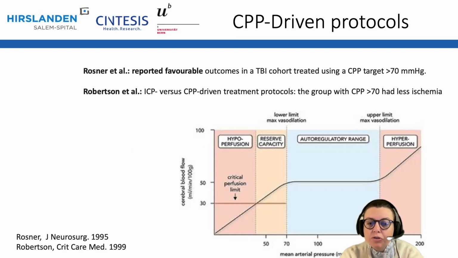And I brought you these two papers, one of them from Rosner and colleagues that reported favorable outcomes in a TBI cohort treated using volume expansion, ventriculostomy drainage, mannitol, and pressors, using a CPP goal of over 70. This is an old study, but it was later validated by an RCT conducted by Robertson, again on a cohort of TBI patients, comparing ICP versus CPP-driven treatment protocols, and found that the group with CPP over 70 had less ischemia when measured by jugular venous saturations.